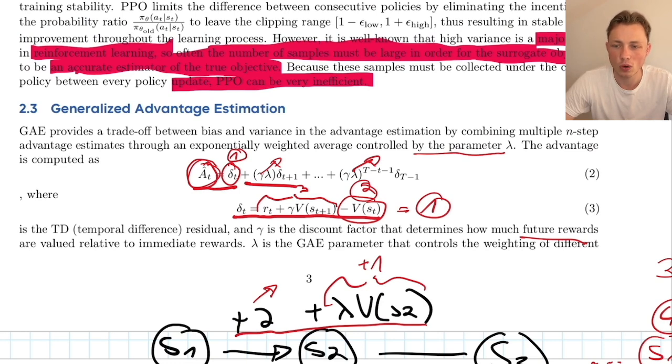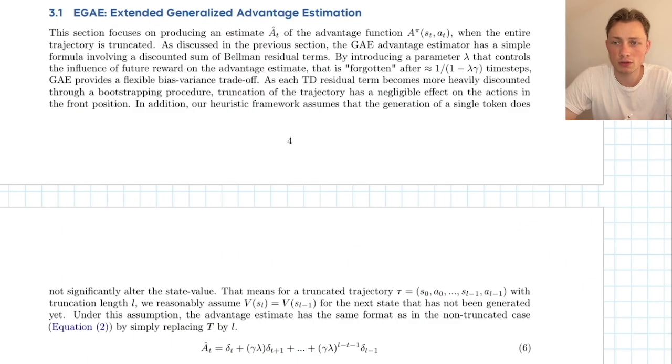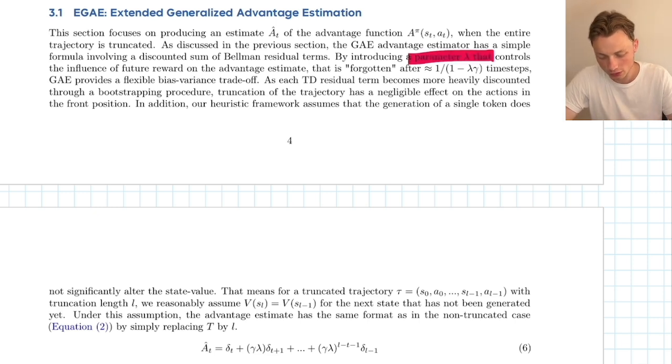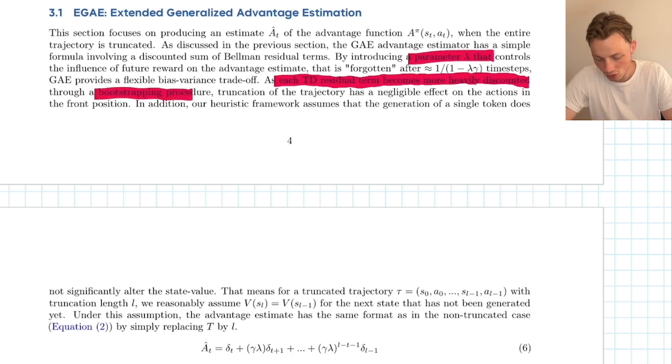Now let's understand what kind of changes we have to make in order to make PPO more efficient. So let's understand the extended generalized advantage function. They are again saying here that in GAE we use the hyperparameter lambda, and now one important point here: as each temporal difference learning's residual term becomes more heavily discounted through a bootstrapping procedure, truncation of the trajectory has a negligible effect on the actions in the front position.